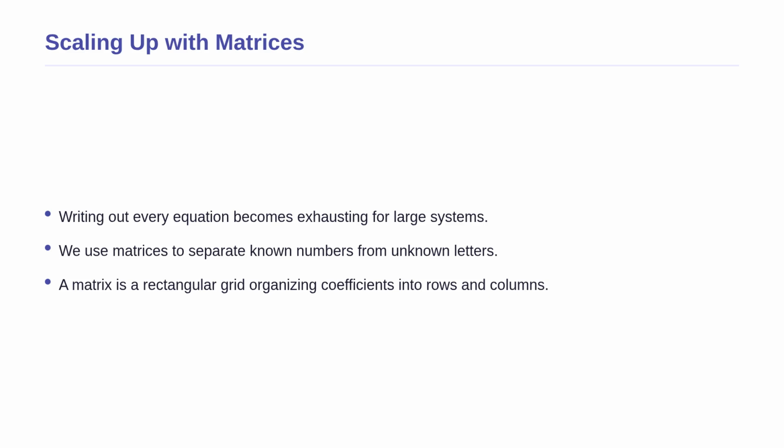But what happens when we have hundreds or thousands of variables? Writing out every single equation with all those letters becomes completely exhausting and prone to errors. This is why mathematicians and computers use matrices. A matrix is simply a rectangular grid of numbers. It strips away the letters and equal signs, keeping only the coefficients organized neatly in rows and columns.